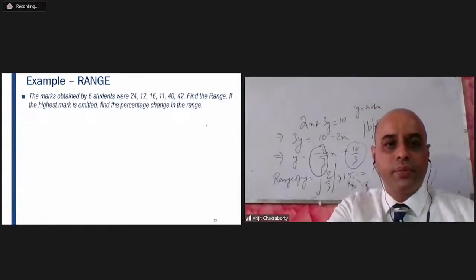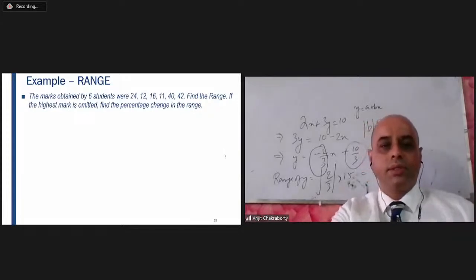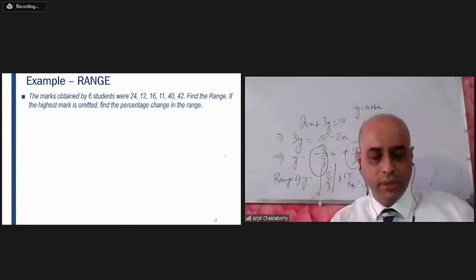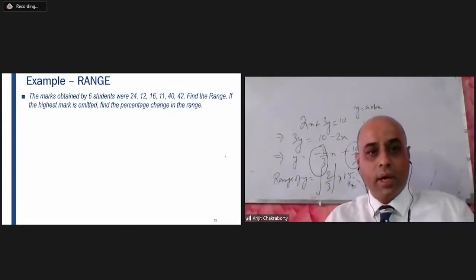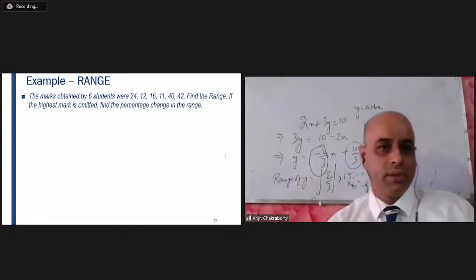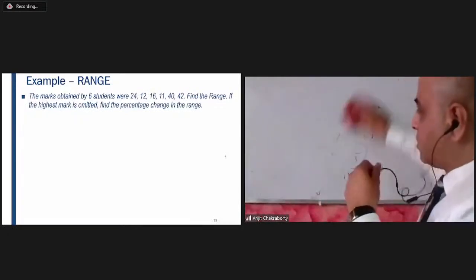Now, the marks obtained. This is the last type of problem on range. The marks obtained by 6 students are given. You have to find the range, and then find, if the highest marks is omitted, what is the percentage change in the range? So this is an interesting question, and let us try to solve it.